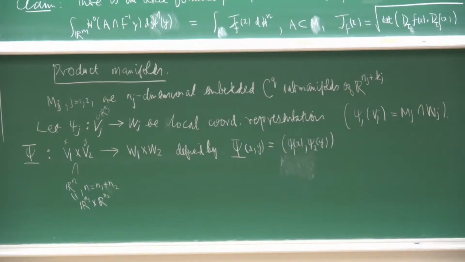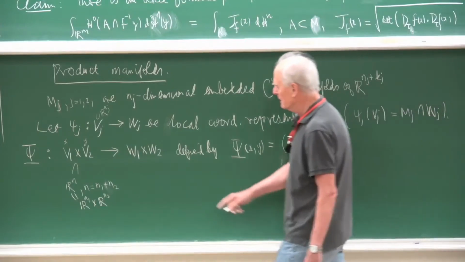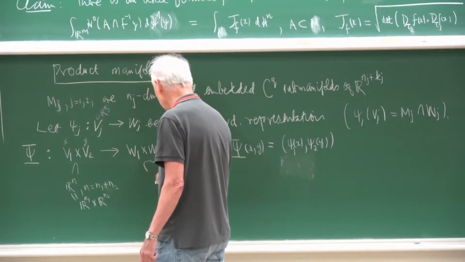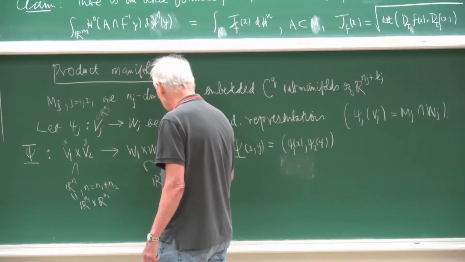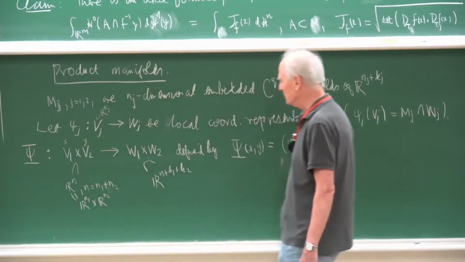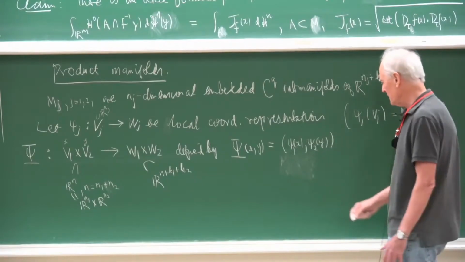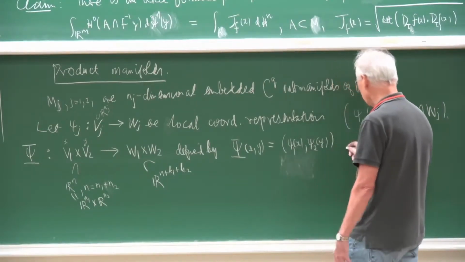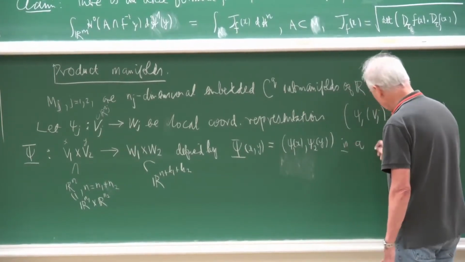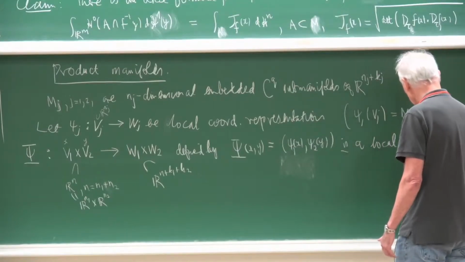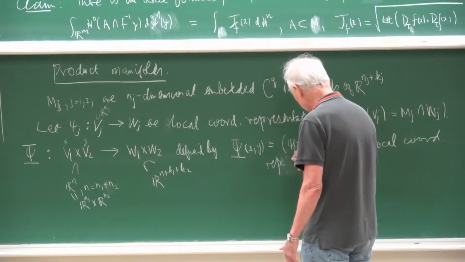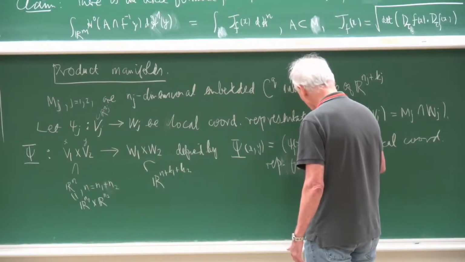So that gives us a mapping into this. So this is a mapping. Notice this is contained in R^(n+k1+k2), where n is equal to n1 plus n2. So that gives us a mapping. And notice this indeed provides a local coordinate representation for the Cartesian product, M1 times M2.